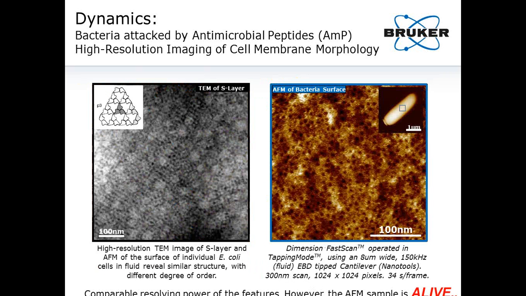This slide and the next probably show the most exciting data in the study. On the right is a high-resolution AFM scan of the bacteria surface showing ordered structure consistent with the bacterial S layer, as seen in the TEM image by Dupré et al. on the left. The AFM inset shows the whole bacterial cell and the area on which the high-resolution scan was taken. Both techniques show comparable ability to resolve the features. However, the AFM sample is a whole E. coli bacterial cell in fluid, and it is still alive.